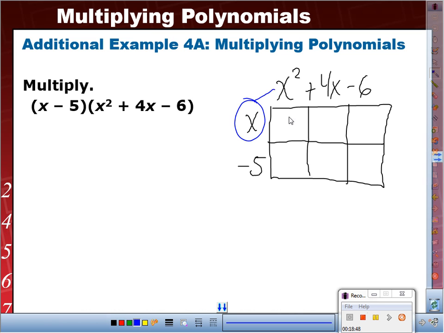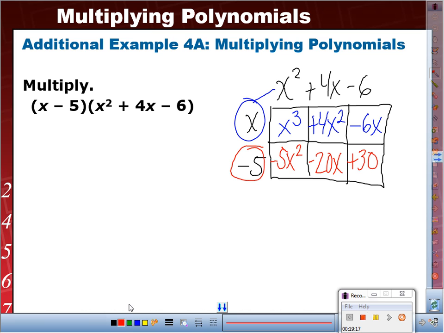So, what is x times x squared? x to the third. What is x times 4x? 4x squared. What is x times negative 6? Negative 6x. We're done with that row. Now we're going with the next row. What is negative 5 times x squared? Negative 5x squared. What is negative 5 times 4x? Negative 20x. And negative 5 times negative 6, that's positive 30.